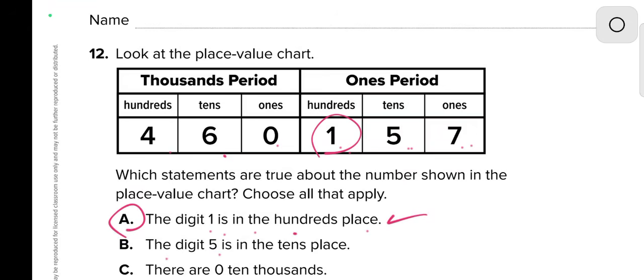The digit 5 is in the tens place. Yes, 5 in the tens place. True. There are 0, 10,000. Ones, tens, 100,000, 10,000. Is this 0? No. So we can't choose letter C.